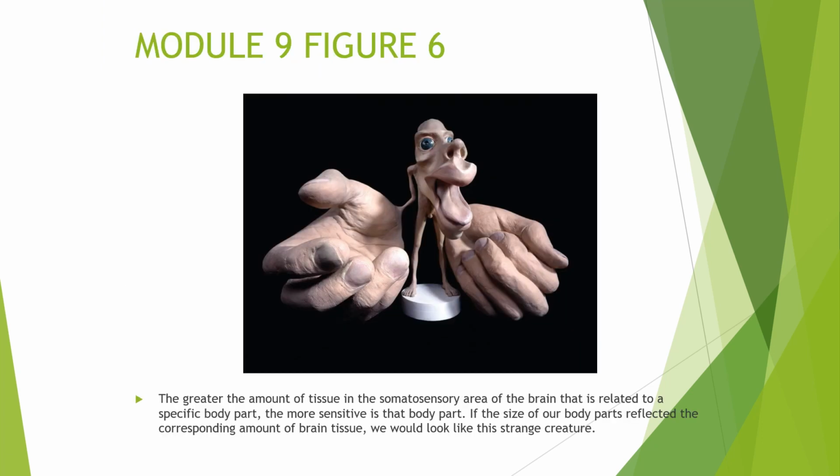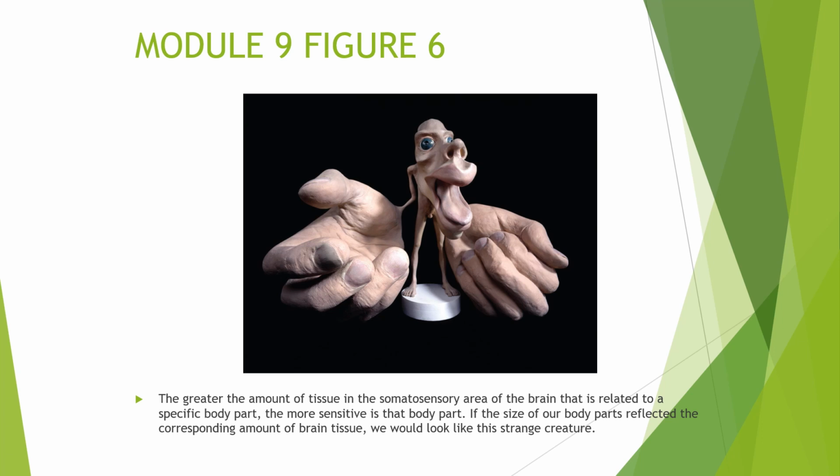So this is figure 6 on page 77. And it really looks somewhat strange, right? But you can see that your hands and your fingertips, your lips, your tongue, your nose, those look overly large in this figure, in figure 6. And that's because those areas have extra tissue, which means that they are overly sensitive.